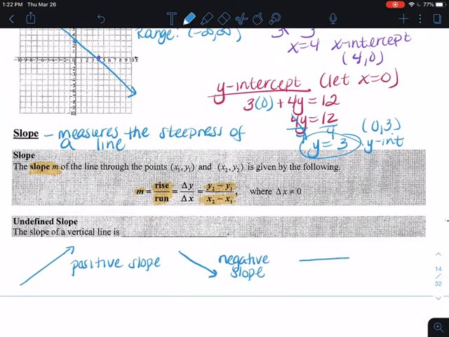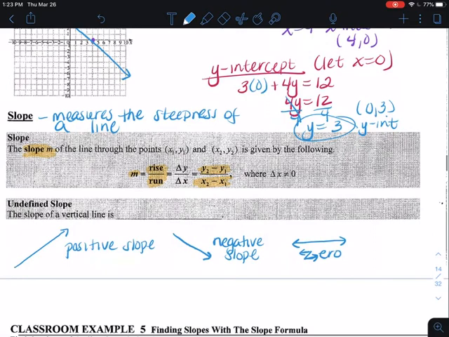A horizontal line, there's no rise or run, right? So this is a horizontal line. This is going to have a 0 slope. And that's how I remember that it's 0, because if you look at the letter Z, it's made up of 2 horizontal lines. So this is a 0 slope.